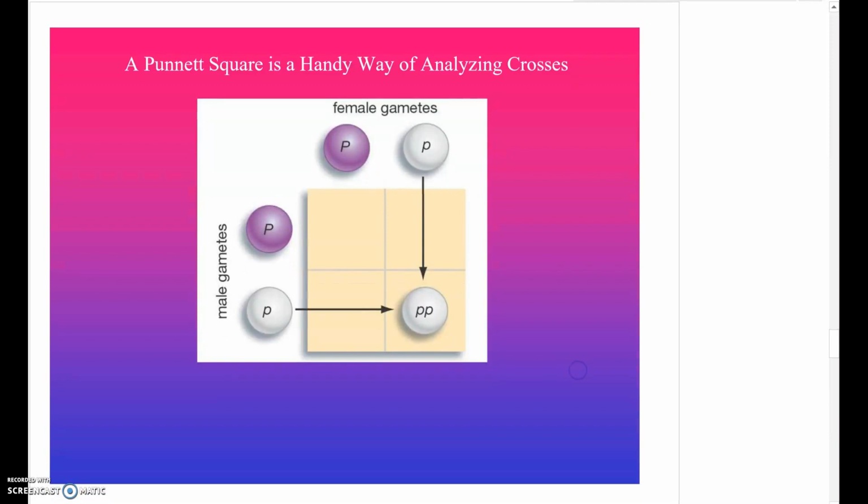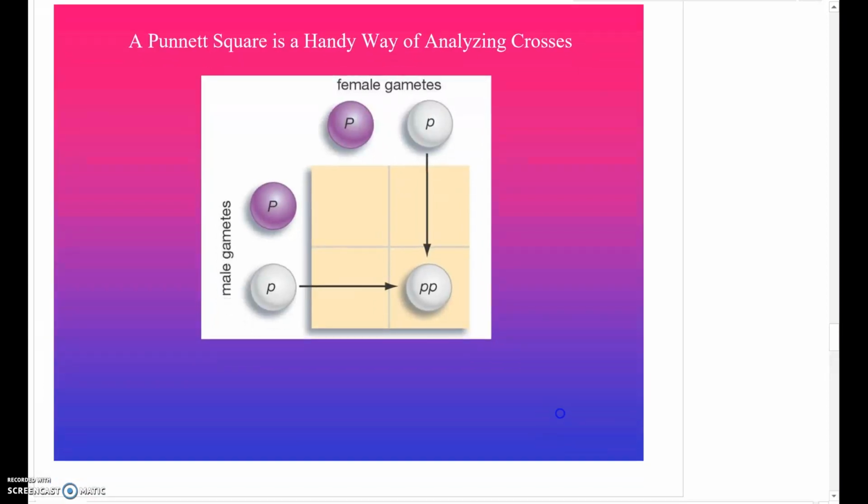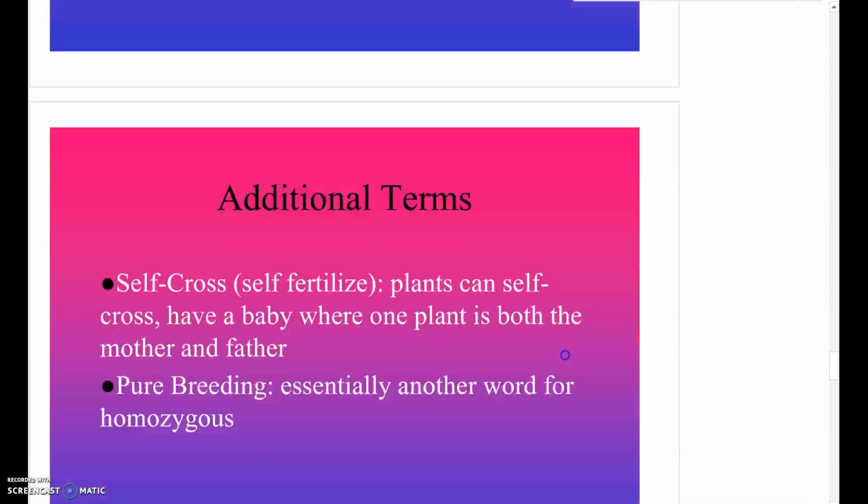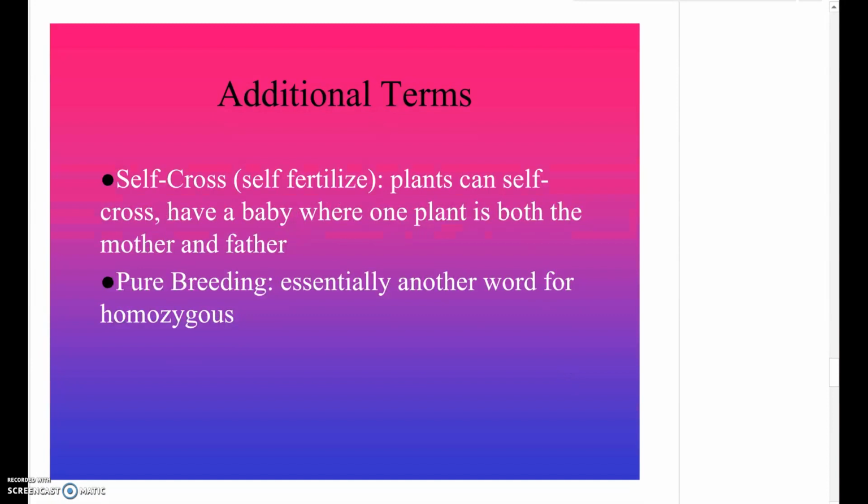Now, Punnett squares, we'll come back to these in the next video. We'll look at how we can use Punnett squares to predict what is going on. So we'll come back to that later. A few additional terms that are important for understanding what's going on. Self-cross, we just referred to up above. It's also sometimes called self-fertilization. Plants have the ability to do this. For the most part, animals don't.